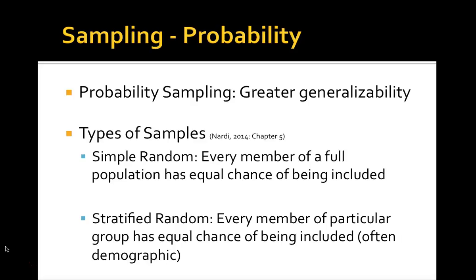Stratified random sampling is a little bit different. This is where every member of a particular group has an equal chance of being included. And this often breaks down along demographic lines. So for example, you may decide that you want to make sure that you have 20% of your survey respondents be from each demographic group on your campus. 20% white students, 20% black students, 20% Asian students, 20% Native American. What you would do is make sure that you then pull the full populations for each of those different demographic groups, and then you would do a simple random sample from every one of those demographic groups to make sure that you have 20% from each group.